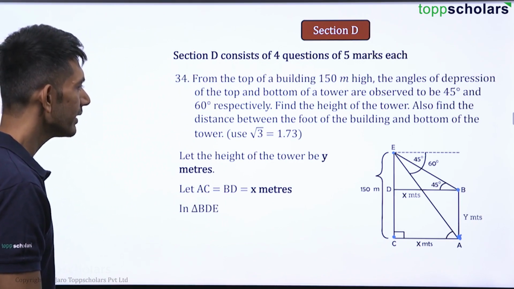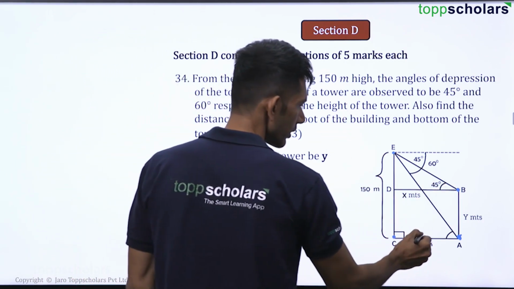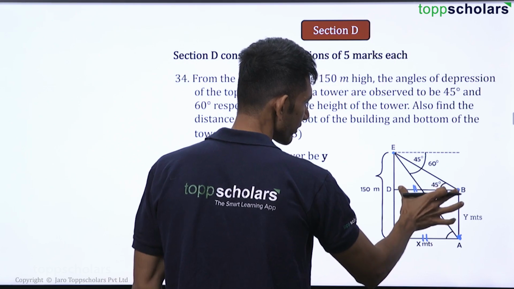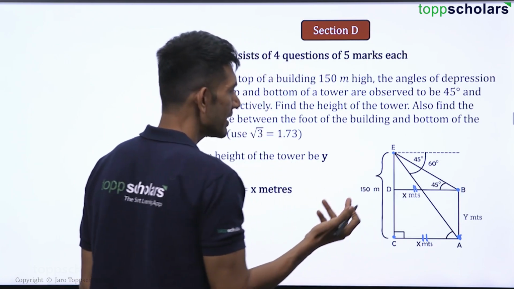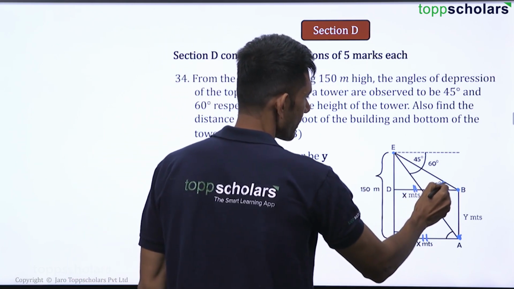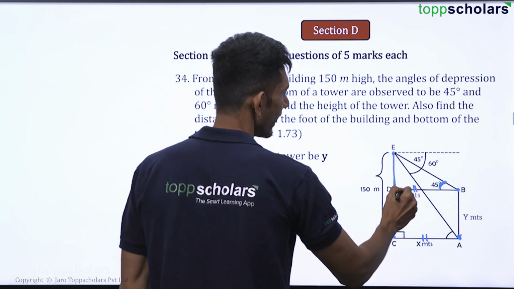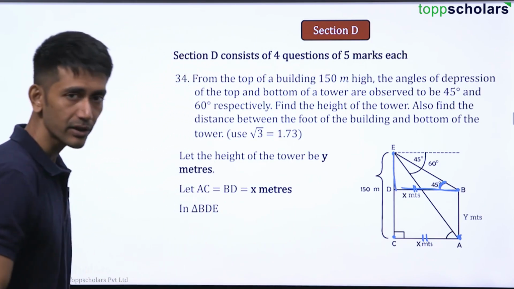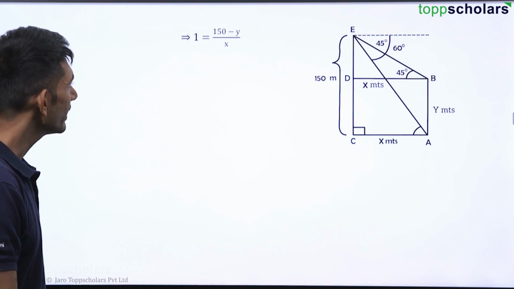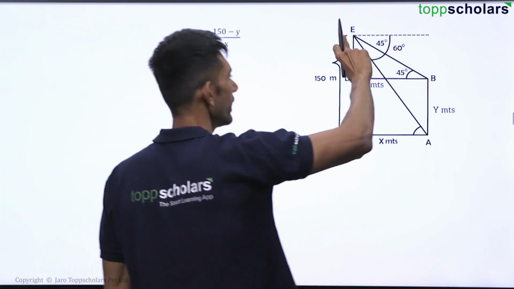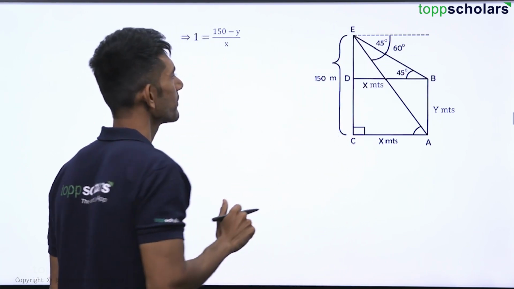So in triangle BDE, also this is a rectangle, that is why x meters and x meters, BD and AC will be equal. So in triangle BED or BDE, if I apply tan theta, can I say tan 45 is opposite by adjacent? Opposite is ED, adjacent is BD. So can I say tan 45 is ED by x? So 1 will be equal to ED by x.